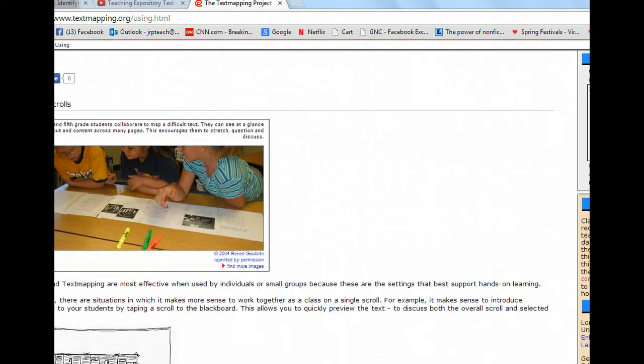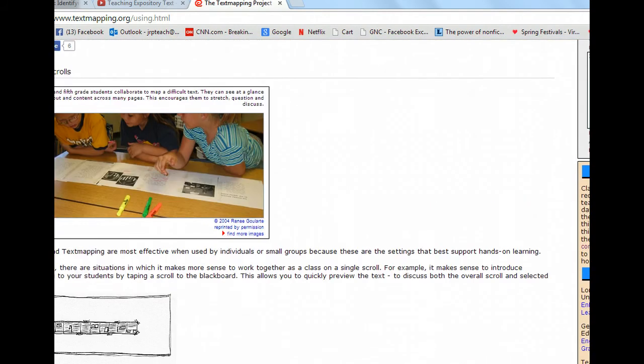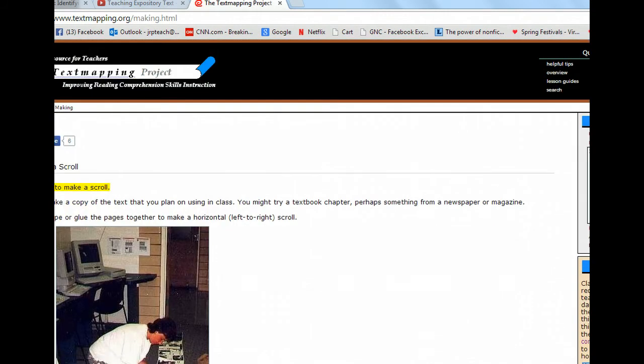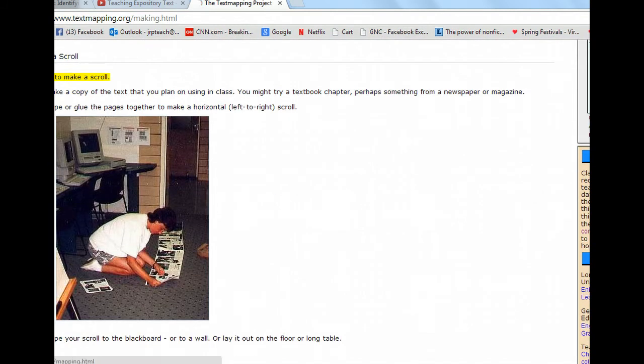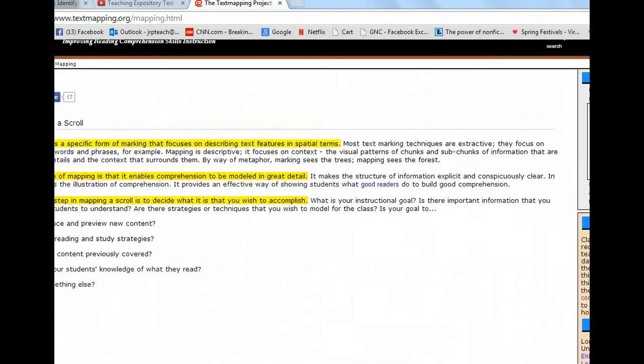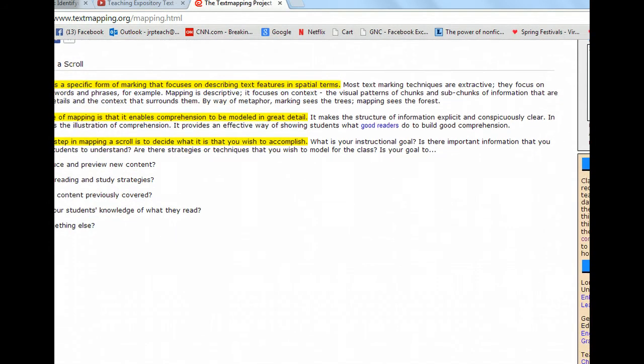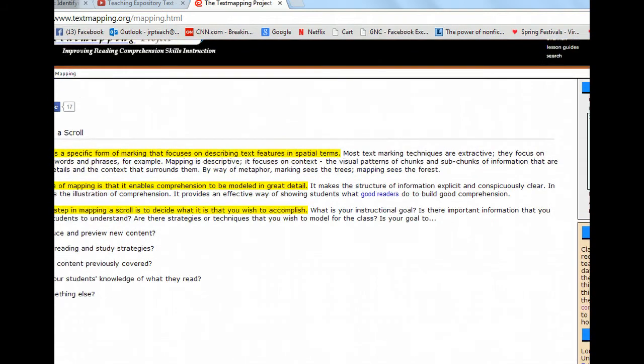And then the site gives some examples of how to implement this, how to make the text scroll, how to actually do the mapping on the text scroll. And after this, there will also be 2 very brief videos that show you students actually using text scrolls. And then you'll have a discussion board and talk about this concept.